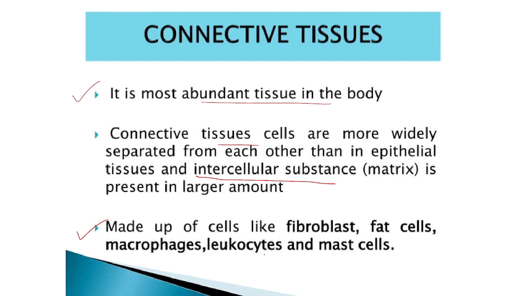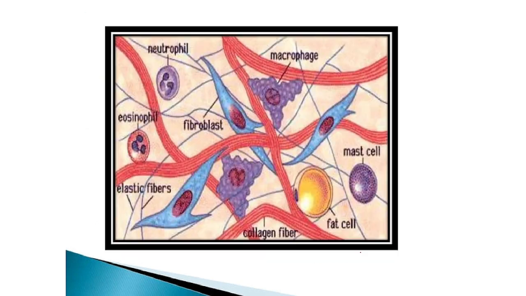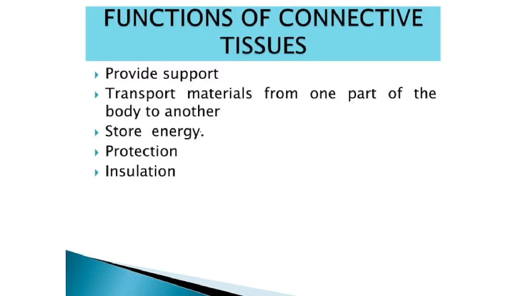These connective tissues are made up of five different types of cells: fibroblasts, fat cells, macrophages, leukocytes and mast cells. Here you can see a microscopic structure of connective tissue. Neutrophil is there, which is a leukocyte. Eosinophil is a WBC, a leukocyte. Elastic fibers: I told you fibroblasts produce fibers, elastic and collagen fibers. Here you can see the fibroblast, elastic fibers, collagen fibers, fat cell, mast cell, macrophages. Everything is found in connective tissue. These are the cells in connective tissue.